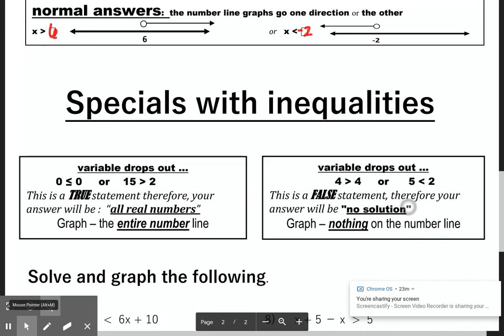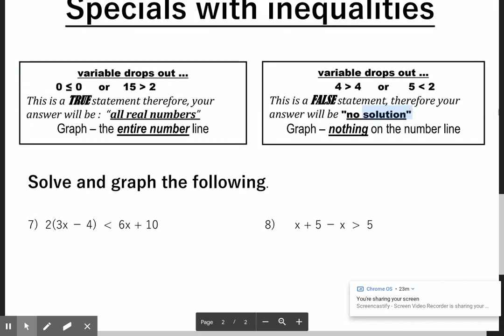Now then, when we get in with the specials, remember that variables can drop out with the specials. So for instance, you might be left with 0 is less than or equal to 0, which is true. 0 isn't less than 0, but it's equal to. Or a statement like 15 is greater than 2. That's true. So these are true statements. Therefore, your answer will be all real numbers.